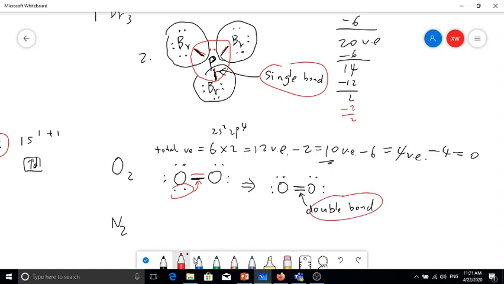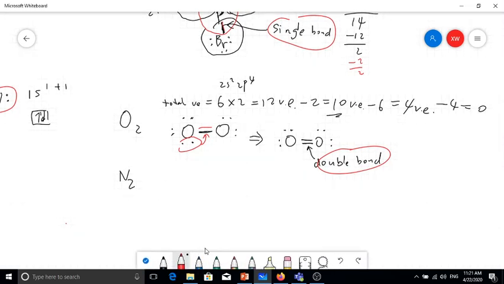It's very easy to see. It's 2 bonds in between; that's called a double bond. There's only 1 dash line; that's 1 bond. A double bond obviously is composed of 2 pairs of electrons. Now, what about nitrogen? You can pause the video here, try nitrogen out by yourself, and then we can come back to work it out together. Nitrogen has total valence electrons of 5 each times 2 equals 10 electrons.